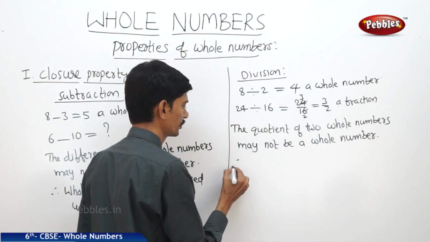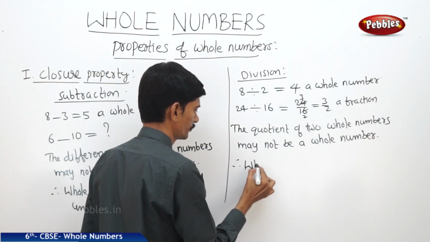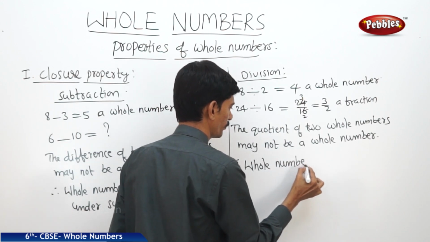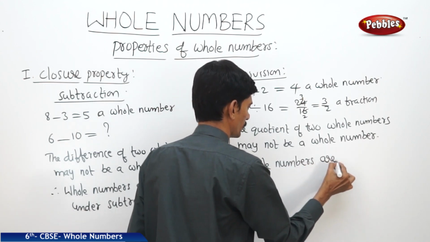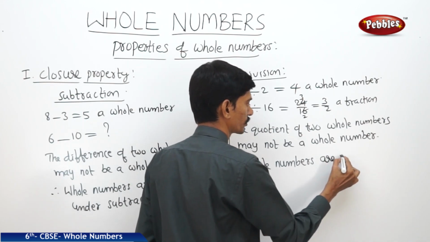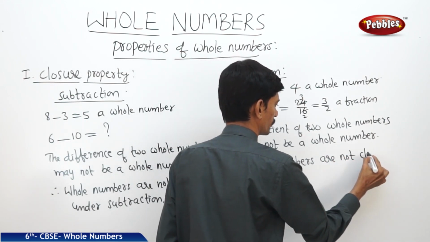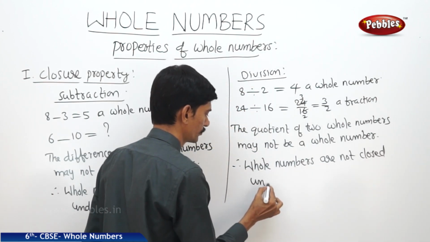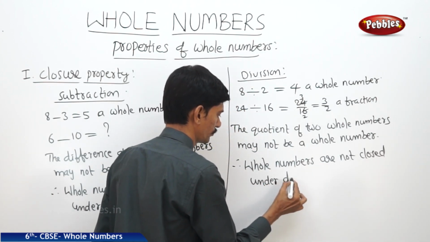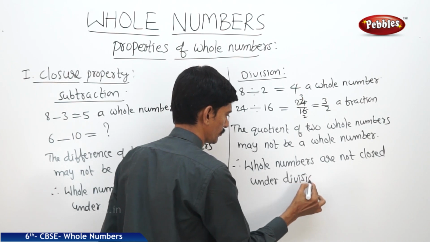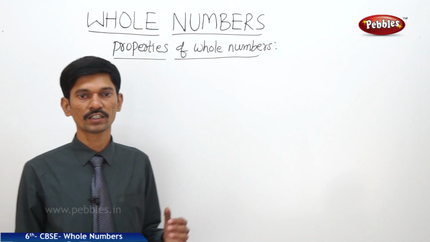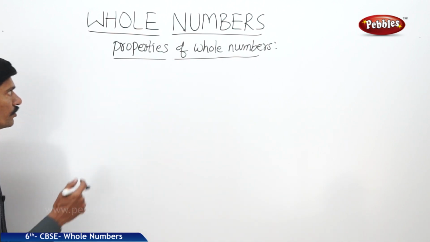Therefore, we can write that whole numbers are not closed under division. Now let us see the division by 0.